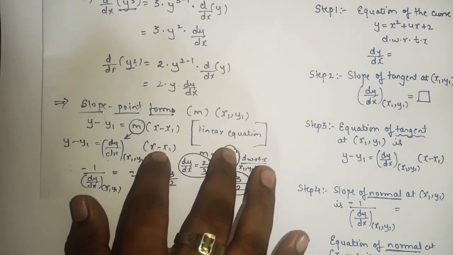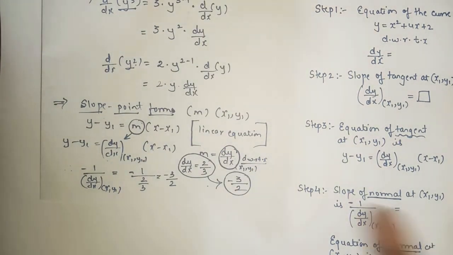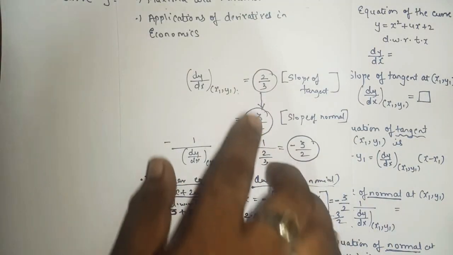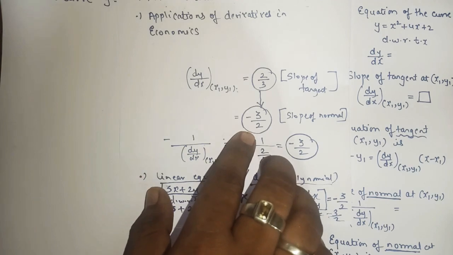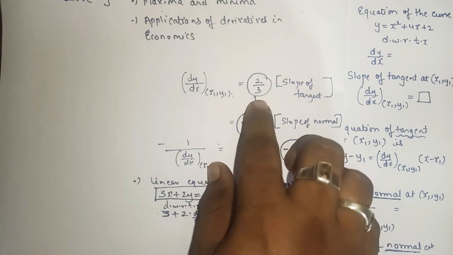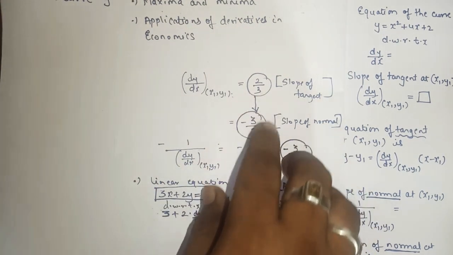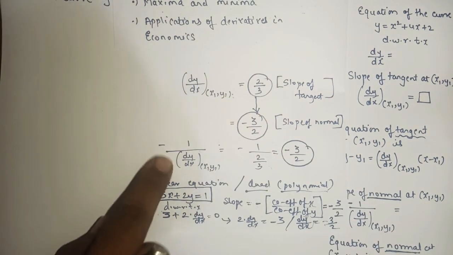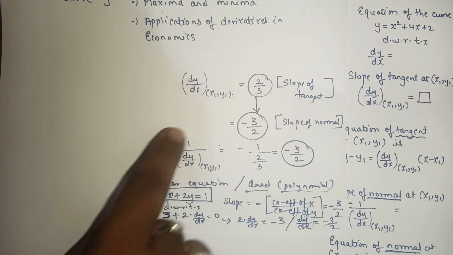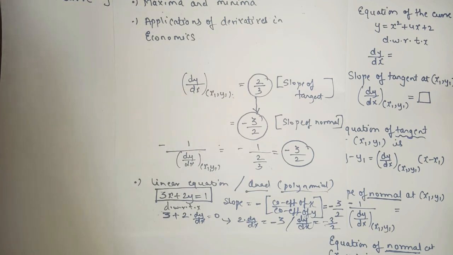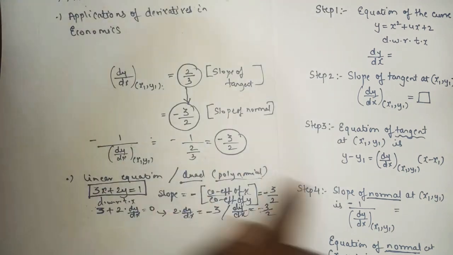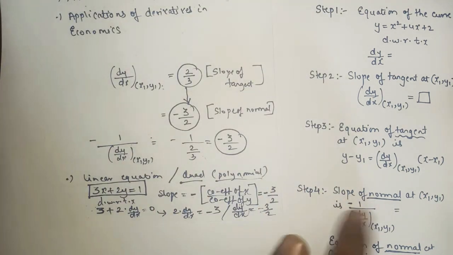So to find the slope of the normal, simply what you will do is take the reciprocal of the value. Yes or no? Take the reciprocal of the value and write the opposite sign. Suppose we have 2 by 3, the reciprocal will be 3 by 2 with the opposite sign. Or else you can apply this formula: minus 1 upon dy by dx at x1 comma y1. Apply it, and remember your minus will come. Okay, minus, don't forget to write minus.